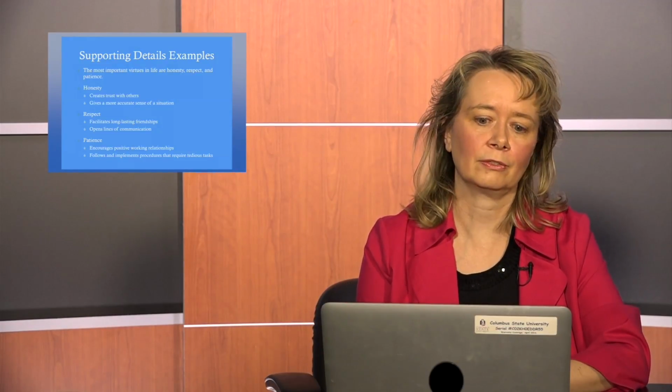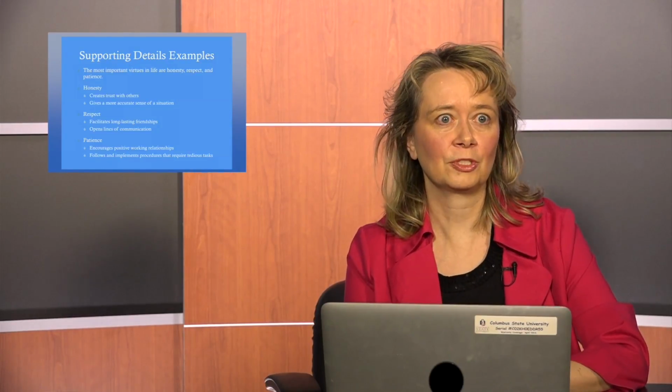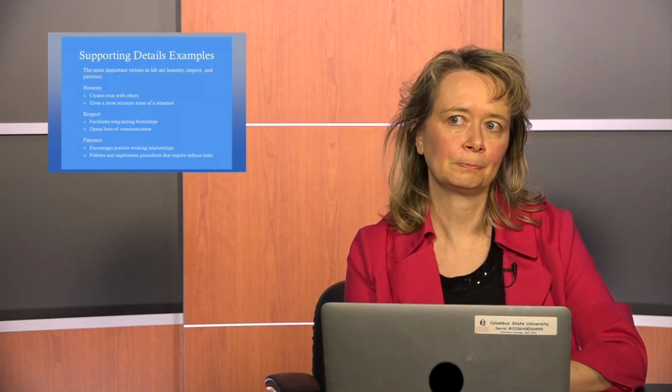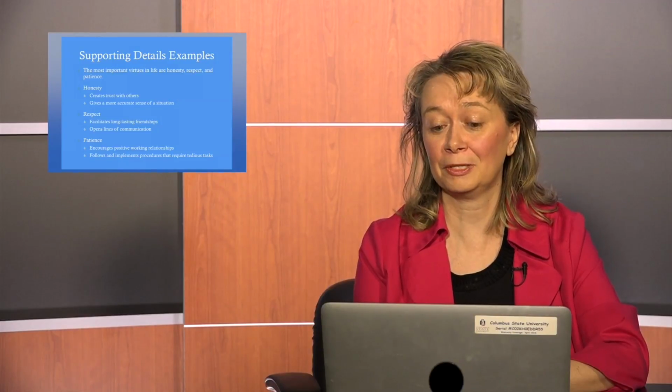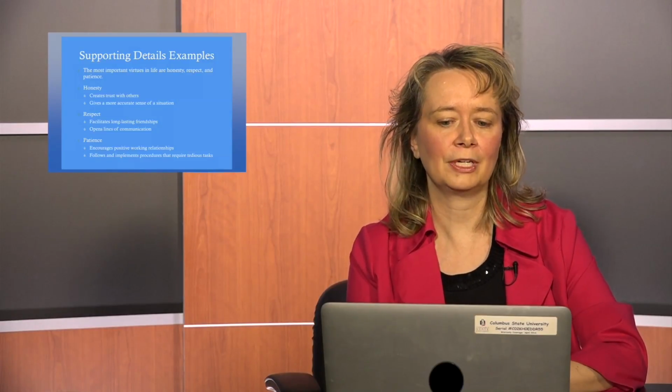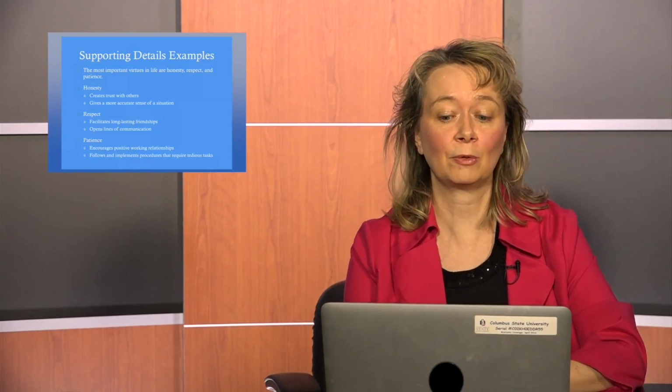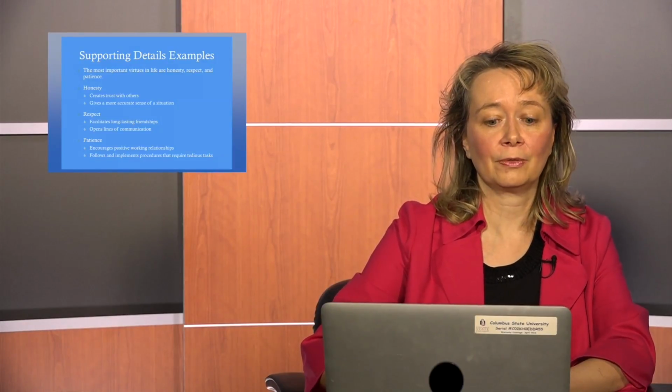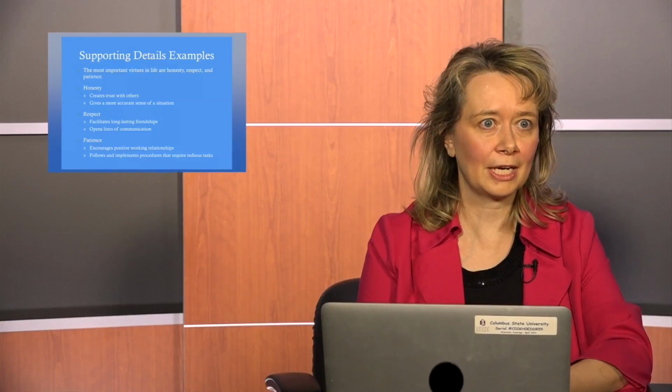Honesty. Well, why is honesty important? Well, honesty creates trust with others. Honesty gives a more accurate sense of a situation. Respect. Why do we need respect? Respect facilitates long-lasting friendships. Respect also opens lines of communication with others. Patience. Why do we need patience? What does it do for us? It encourages positive working relationships. In addition, when individuals are patient, these types of people can follow and implement procedures that require tedious tasks. So the support, again, develops and expresses the main idea.